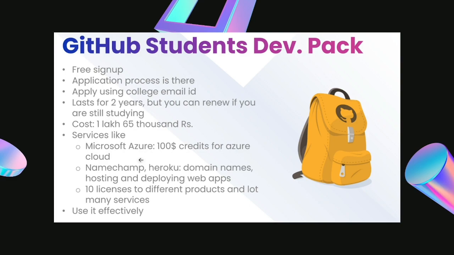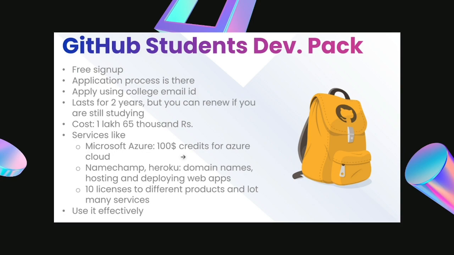Amazon Web Services, Google's is GCP, Google Cloud Platform, and Microsoft's is Azure, right? So it's a cloud service. So if you have access to the GitHub Student Developer Pack, then you are going to get $100 credits here again, and using that $100 credit, you can do a number of things.